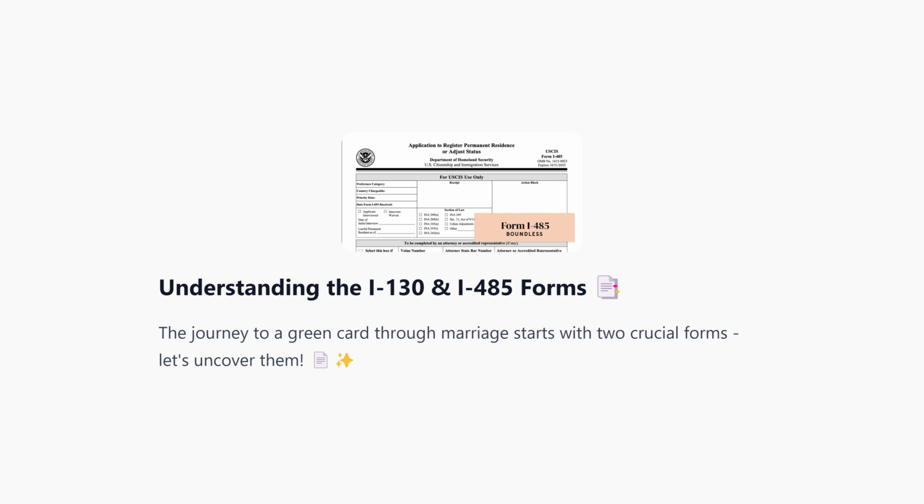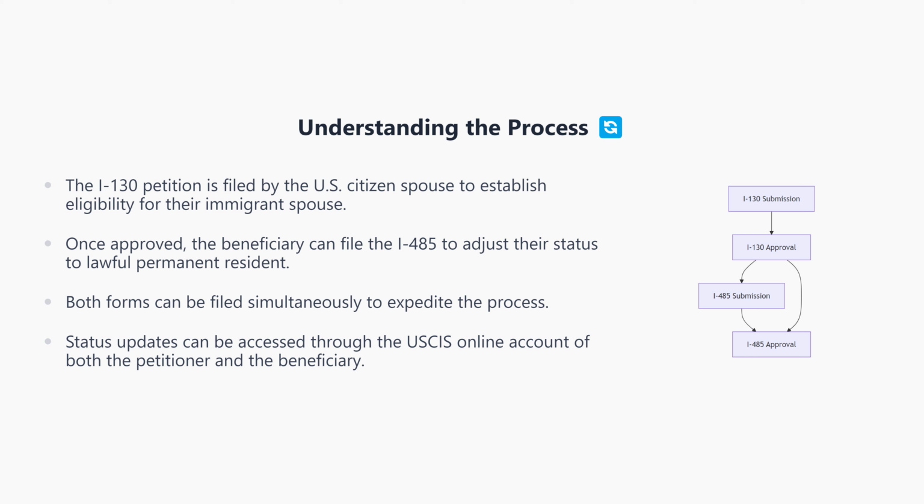To begin the process of applying for a green card through marriage, you'll need to fill out two forms: the I-130, or the petition for alien relative, which establishes eligibility for the beneficiary to become a permanent resident, and the I-485, which is filed by the beneficiary to adjust their status. The I-130 petition is filed by the U.S. citizen spouse as a way to prove the eligibility for their foreign spouse to become a permanent resident.